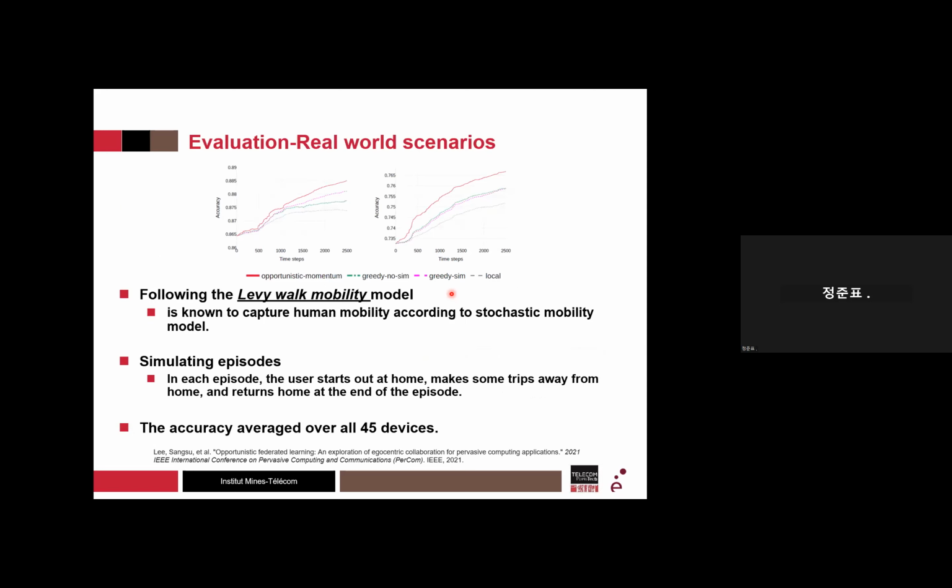The paper also evaluated the proposed method by introducing the Levy-Walk mobility model for a real-world scenario. The Levy-Walk mobility model is known to capture human mobility according to a stochastic mobility model. In each episode, the user starts out at home, makes some trips away from home, and returns home at the end of the episode. And we can also check that the proposed method's accuracy is better than the other methods.